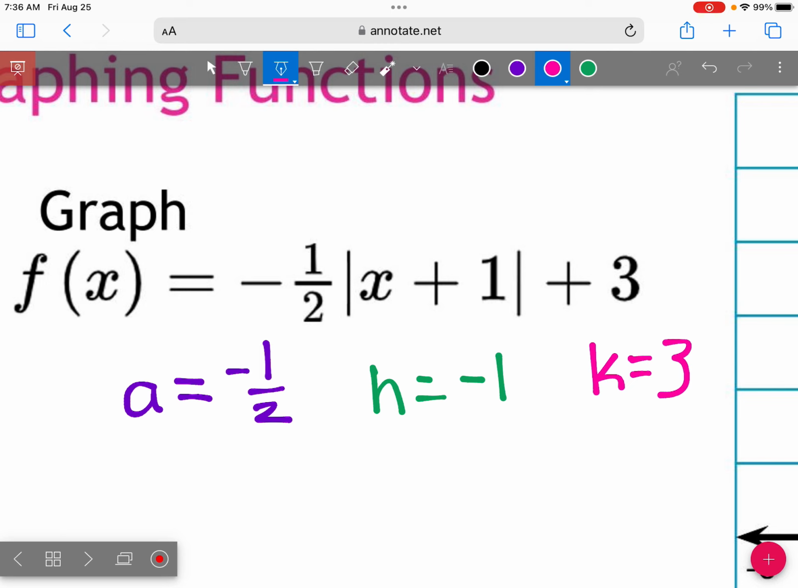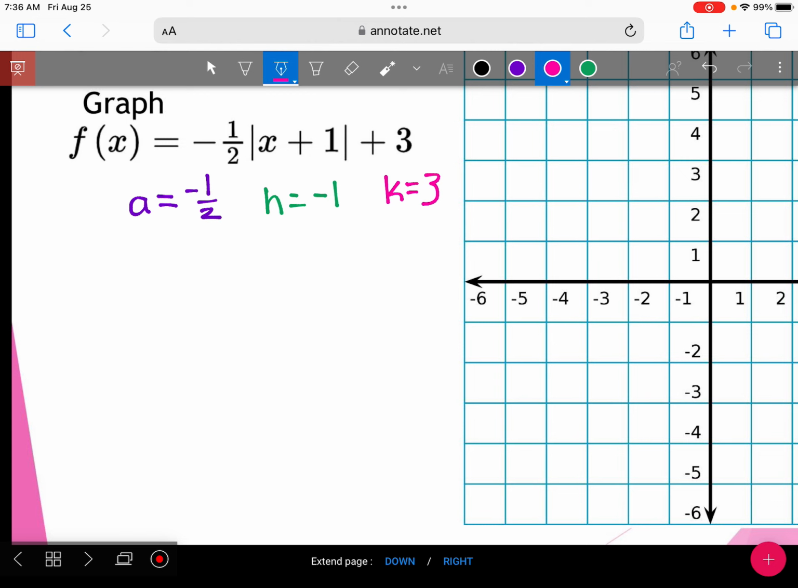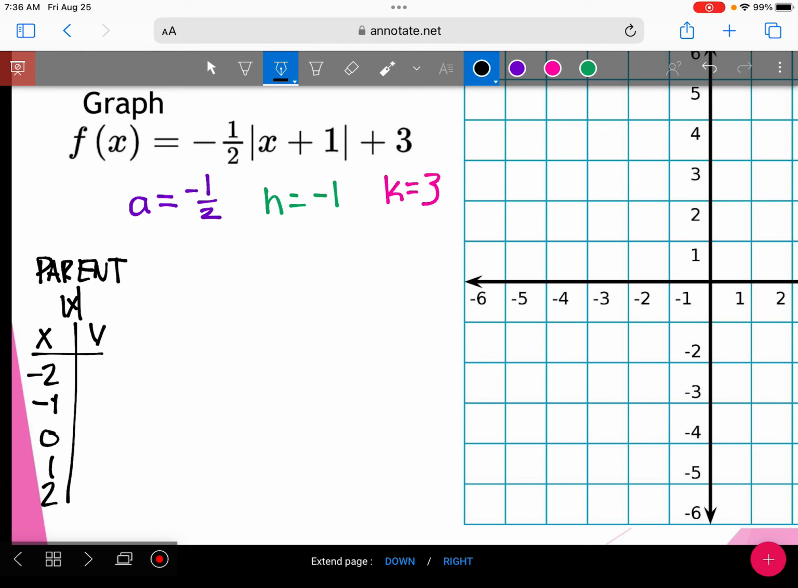What's our H doing? Left 1. And our K? Up 3. Same process we did before. We're getting our parent, which is the absolute value of x. Oh, I made that very skinny. And it's exactly the same as the one we had before. Negative 2, negative 1, 0, 1, and 2. My y's are 2, 1, 0, 1, and 2. Same parent function that we've had before.